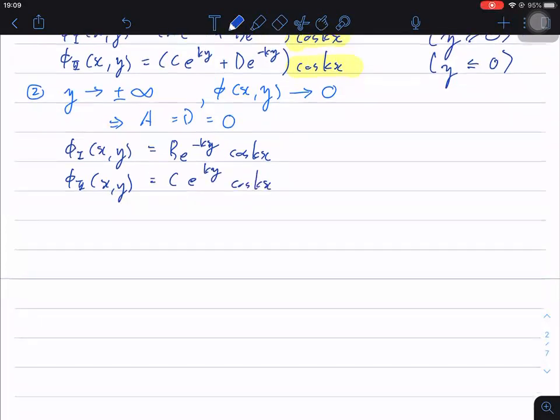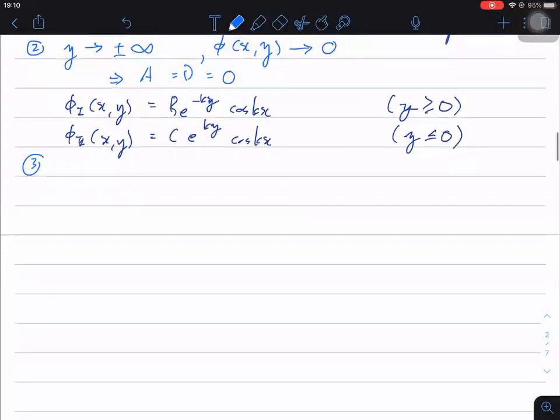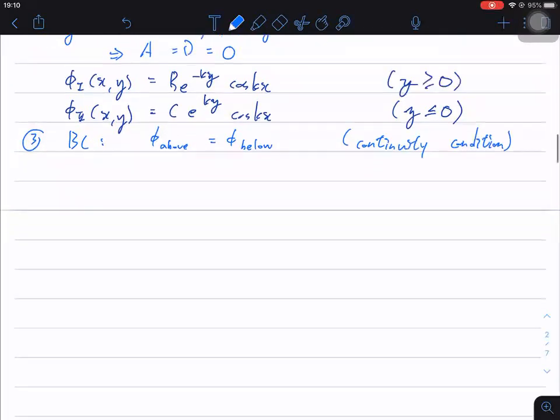Okay, so for potential above, we have exponential minus ky, and for potential below, we have exponential ky. And for the third condition, boundary condition, we can use the continuity condition, which is the potential above equals the potential below. So this is the continuity condition of the potential.